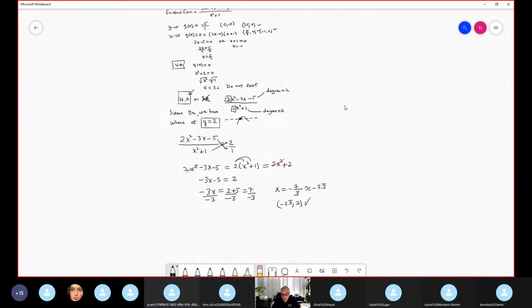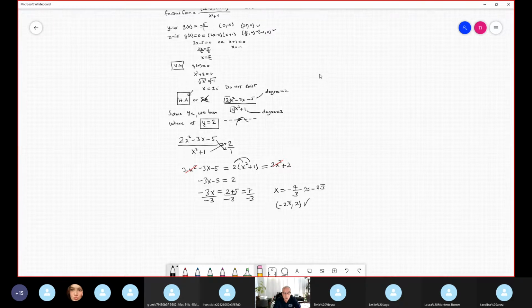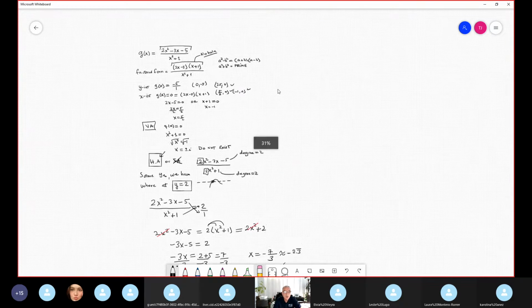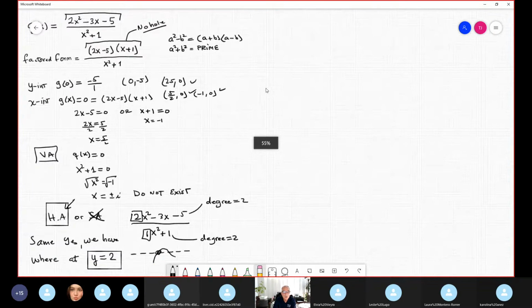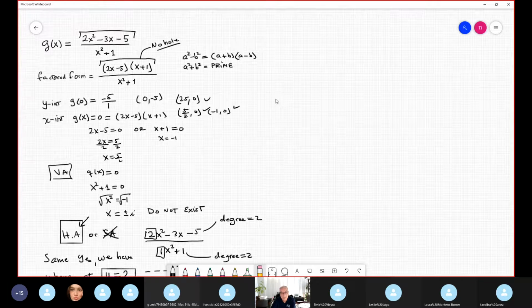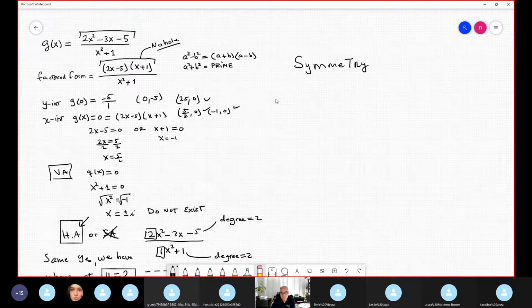And what about symmetry? Symmetry is obvious, it's no symmetry. Why? How do you know that? Symmetry, you make a reflection and let's see what's going on. Symmetry analysis. Okay, symmetry is you are doing reflection. You replace x for negative x and let's see what's going on.